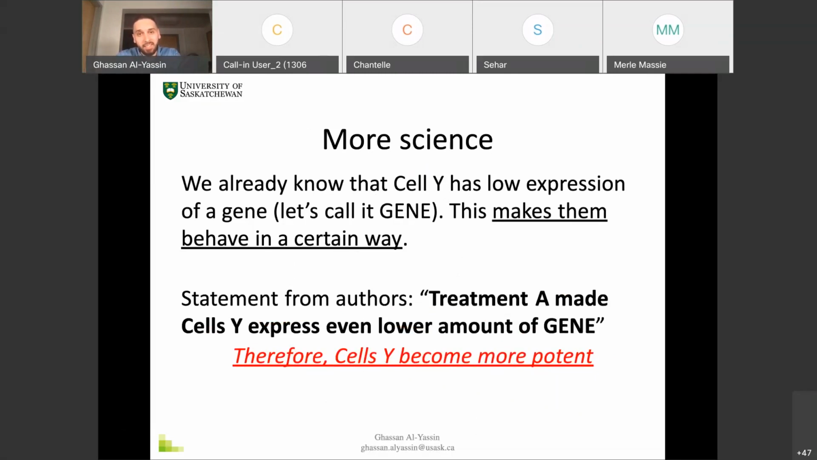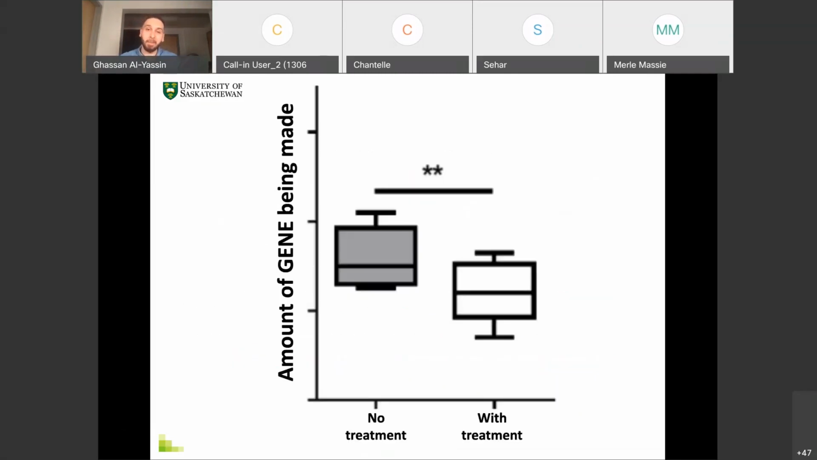What they did is they took X and they looked at how much gene is there. They added the treatment and then they looked at how much gene was there. But we already know gene will go down when you give the treatment. You're not looking at Y anymore. You're looking at a different population of cells. Their conclusion is completely inappropriate, has nothing to do with the data.